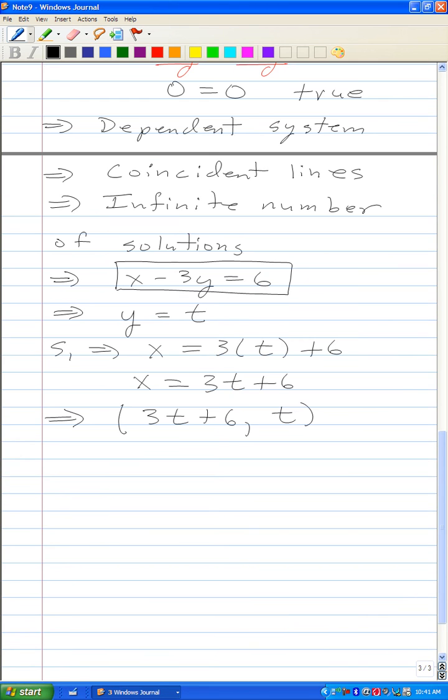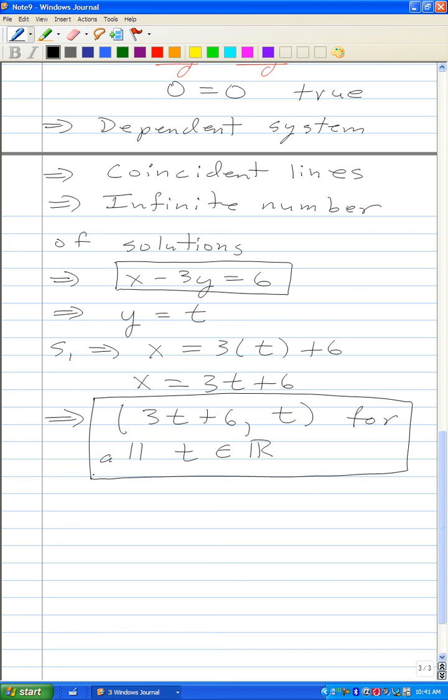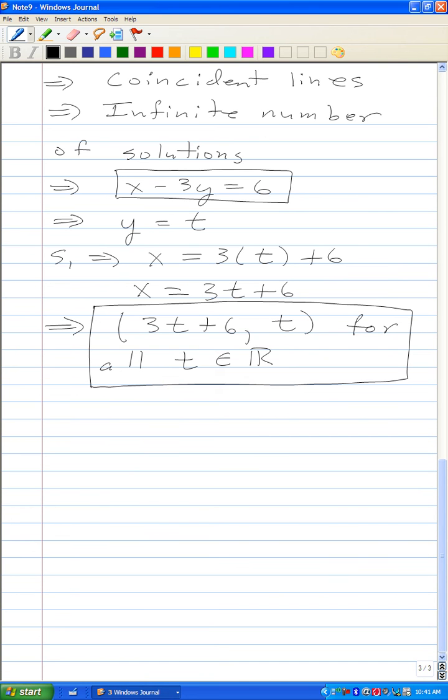And this is true for all values of t. So for all t, which are any real number. This is called a one parameter family of solutions. In this case, the parameter is t.